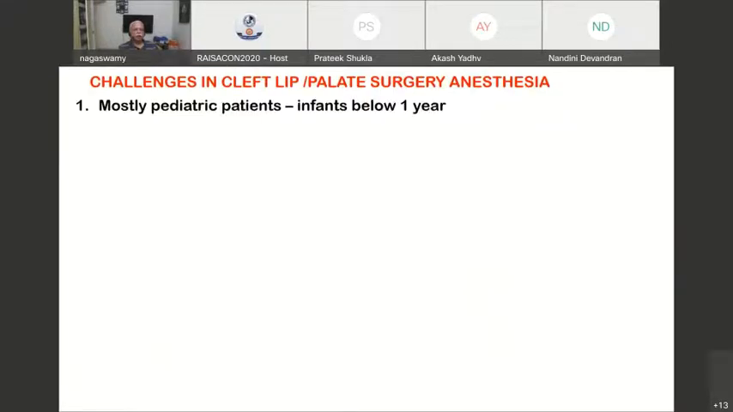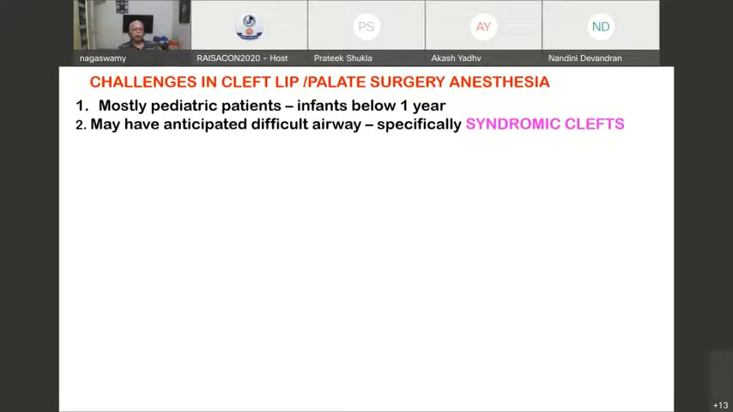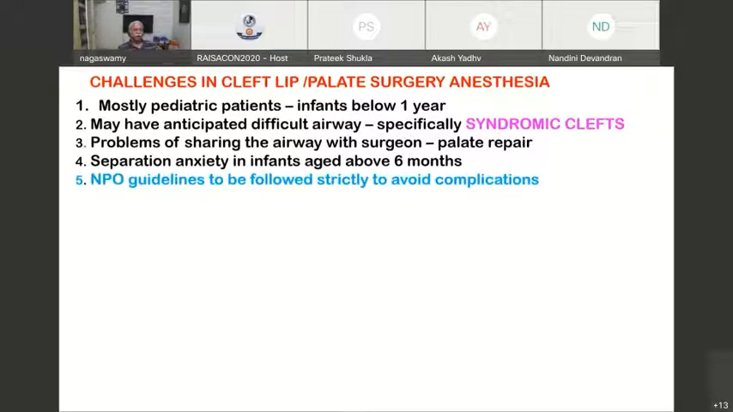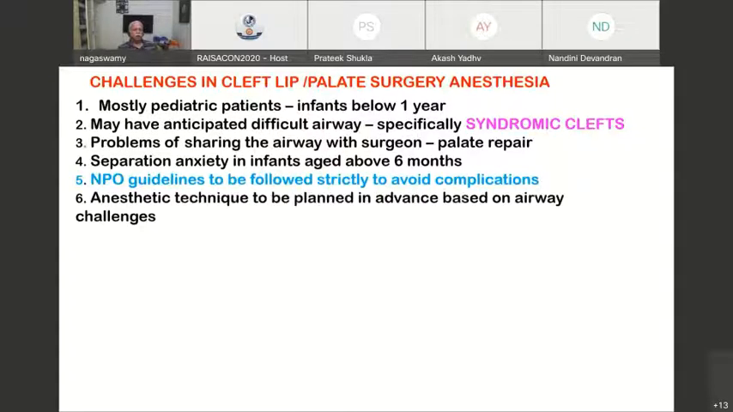Now, what are the challenges in the cleft palate? Mostly pediatric patients, infants below 1 year, may have an anticipated difficult airway, especially if it is a syndromic cleft, and problems of sharing the airway with the surgeon, because especially when they operate on the palate, you will be sharing the airway with the surgeon. If the child is more than 6 months, you always have separation anxiety when you take the child away from the parent. And NPO guidelines are to be followed strictly to avoid complications.